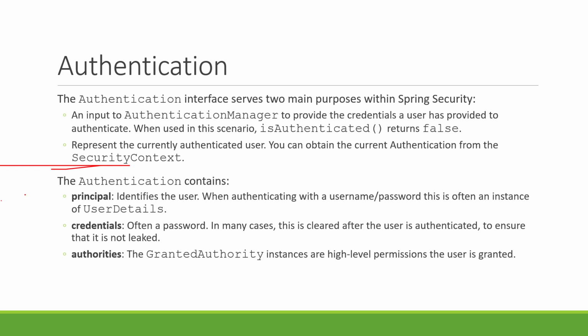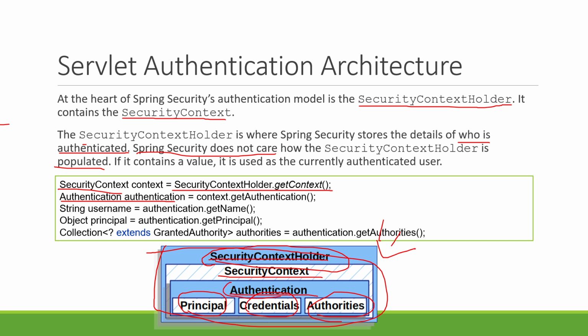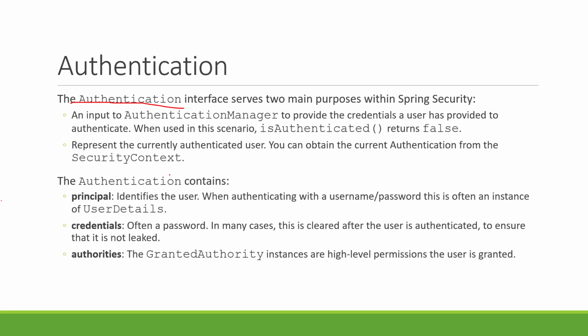The authentication object eventually is going to be an object, and you can have different implementations, like a username password authentication token. It serves two main purposes in Spring Security: first, as input to the Authentication Manager, to provide the credentials a user has provided to authenticate.